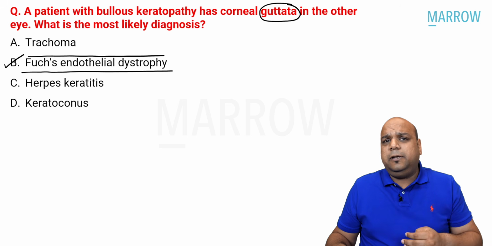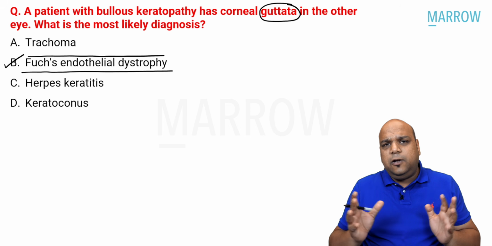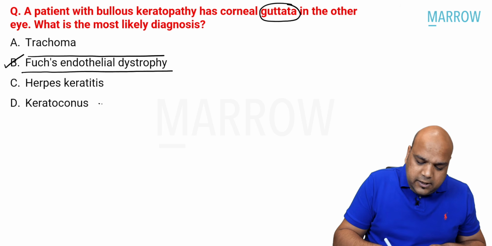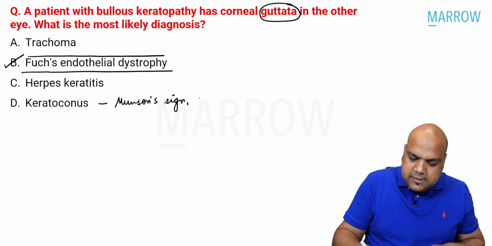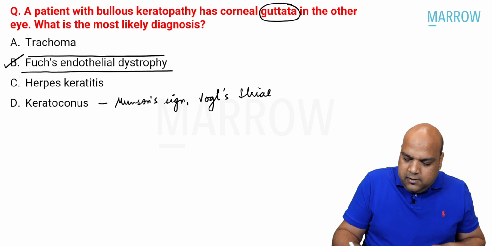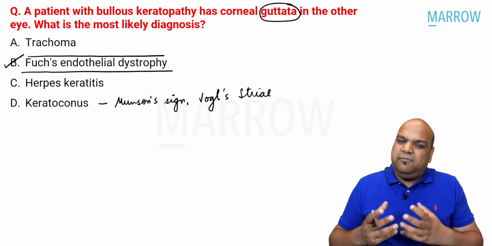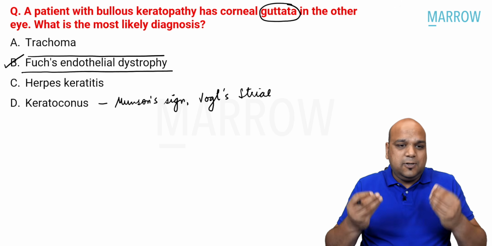If you did not remember this, then how could we have ruled out, let's say, keratoconus? Keratoconus is a very common topic that we have studied, cone-shaped cornea. In keratoconus, we have studied important signs like Munson's sign. Yes, we have studied signs like Vogt's striae, and a lot of other signs. Yes, I'll not go into the detail. But have we ever heard corneal guttata there? Yes, I don't think so, because this is a common topic.